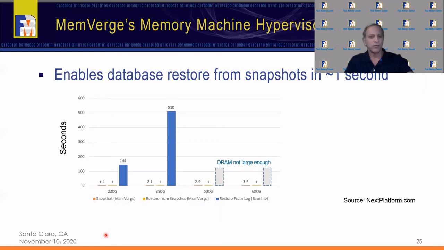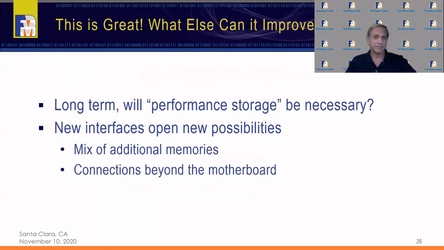The 220 gigabyte database takes 144 seconds to restore from a log. The 70% larger 380 gigabyte database takes 3.5 times longer to restore. The 530 and 600 gigabyte databases were too large for the system tested to restore from logs. MemVerge is able to restore any of them in about a second. This isn't just bigger memory, it's better memory. These performance gains are stunning. It makes me wonder if performance storage will be necessary in the future, or perhaps it'll be redefined or repurposed.